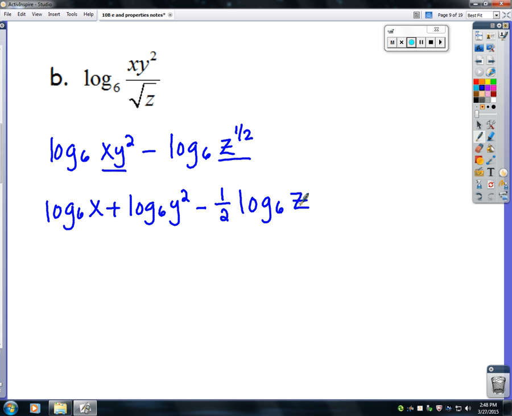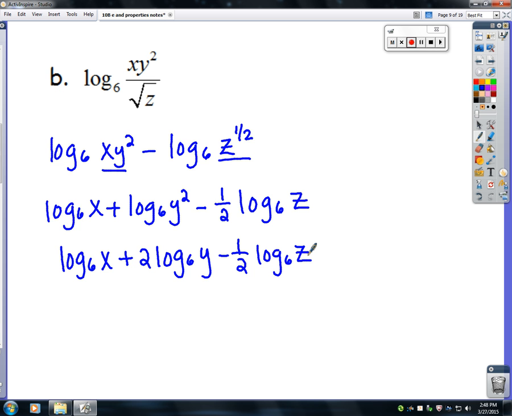All right, are you done? Well, hopefully you said no, because we still got that y squared. We're not done expanding until we get rid of all multiplication, division, and exponents. So let's see: log base 6 of x plus 2 log base 6 of y minus 1/2 log base 6 of z.